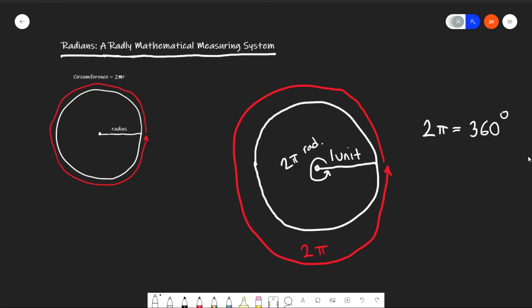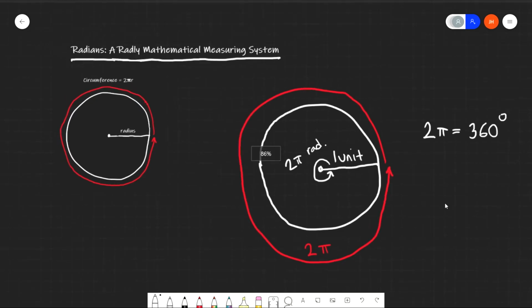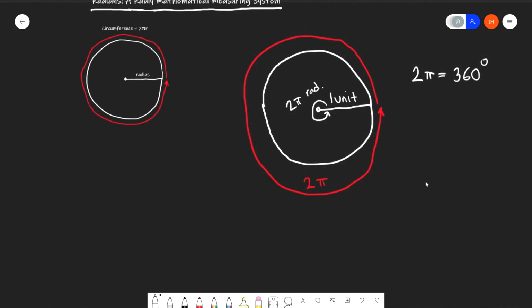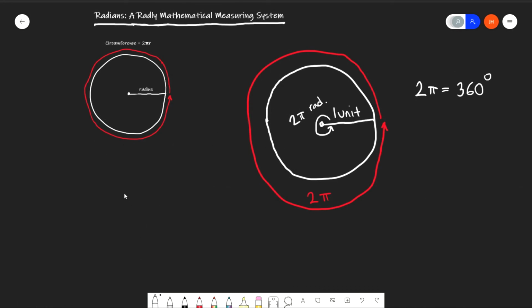Now, what I'd like to do is take a look at some more portions of the circle, looking at how many radians a sector is. So if I have, for example, half of a circle, which is 180 degrees, that would be half of our 2 pi, our full revolution, which would be 1 pi. So 1/2 of the circle is defined as pi radians, right?